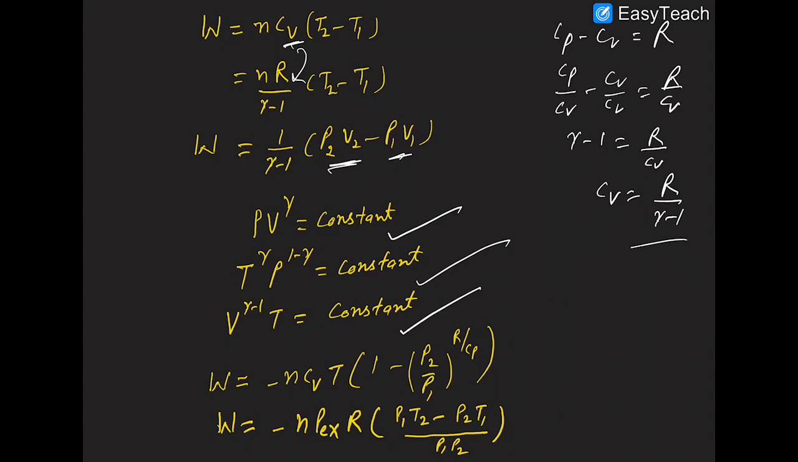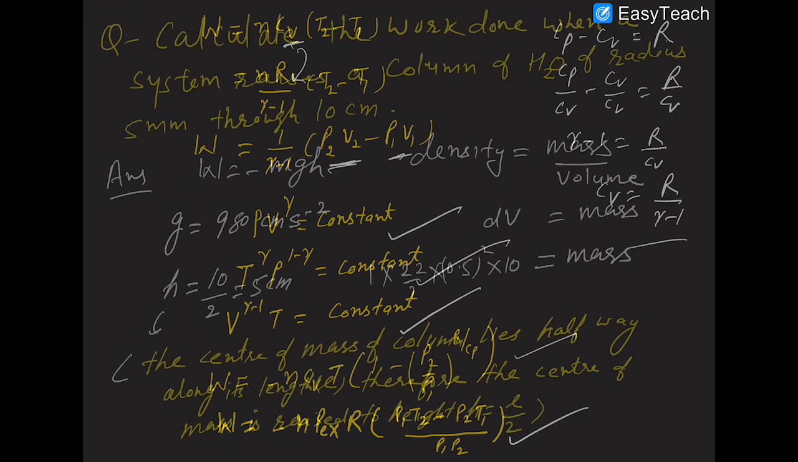This work done can be taken as what? If you take out common nCVT1 (1 minus P2/P1) R/CV, we have discussed that in our offline class already. So W equals nR (P1T2 minus P2T1)/P1T2. So that can also be another example of work done under adiabatic conditions.